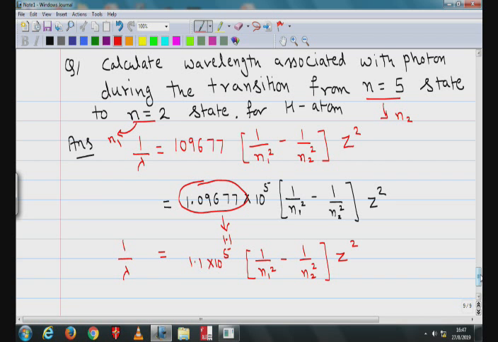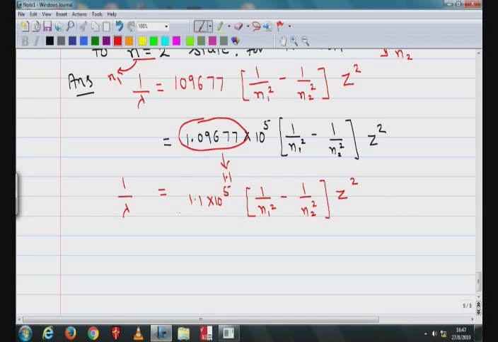See, look at this. 1.1 into 10 to the power 5 into 1 upon 2 square minus 1 upon 5 square. As we are talking about the hydrogen atom, so it will be 1 square. And this one is equal to 1 by lambda. So you can solve it for the lambda. Guys, now you have to solve it for me and tell me the answer. Just solve it. Do it. And tell me the answer.